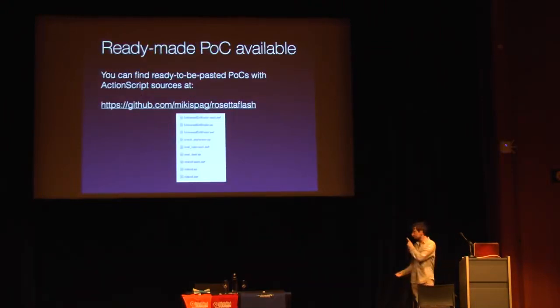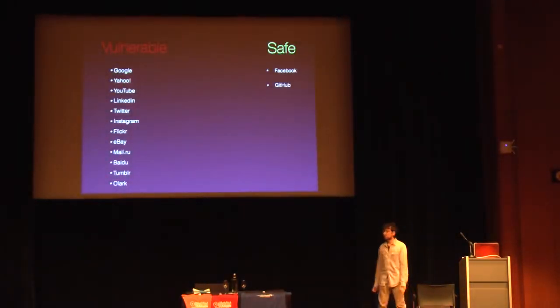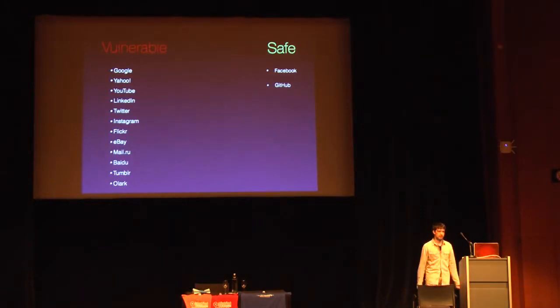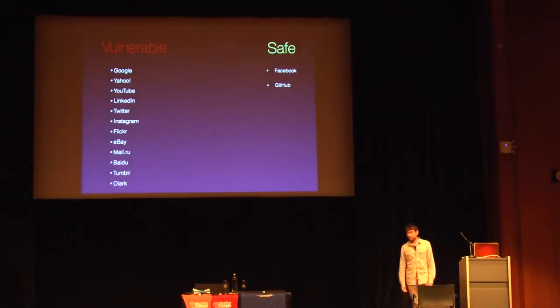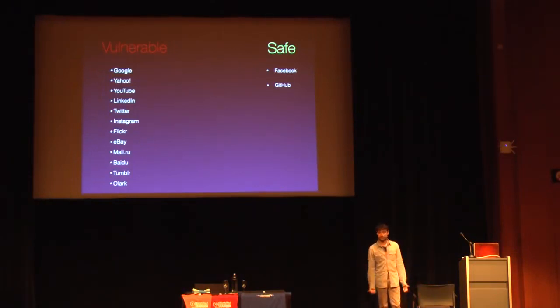On my GitHub, which is that one, there are several more. You can execute arbitrary Flash code. So there is an eval ActionScript, for example, which is ready to download. And almost all of the modern web was or is vulnerable: Google, Yahoo, YouTube, LinkedIn, Twitter, everything. Just because they use JSONP, right? They don't do anything wrong. They just use JSONP, and the combination of these things creates a vulnerability.